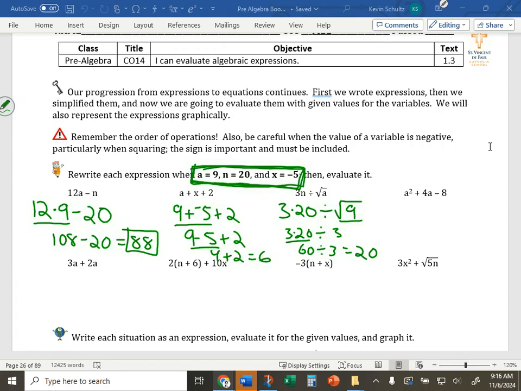Questions on this? Comments, concerns, complaints, compliments, congratulations, criticisms?